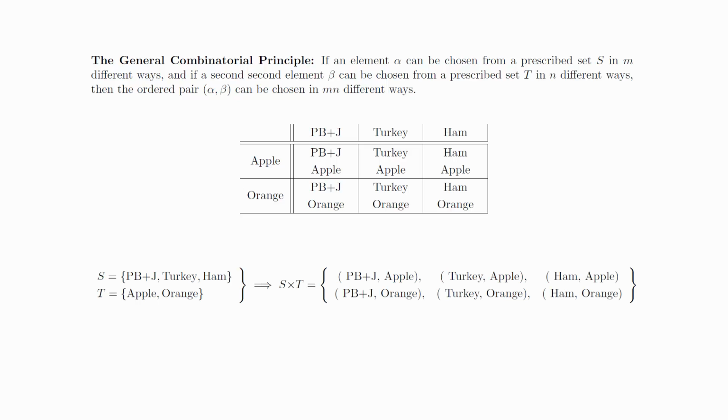As mentioned, this principle can be generalized to any number of selections. It's important here that the number of choices at each step is independent of the previous choices. This principle would not work if selecting a turkey sandwich meant that you also had to have an apple.